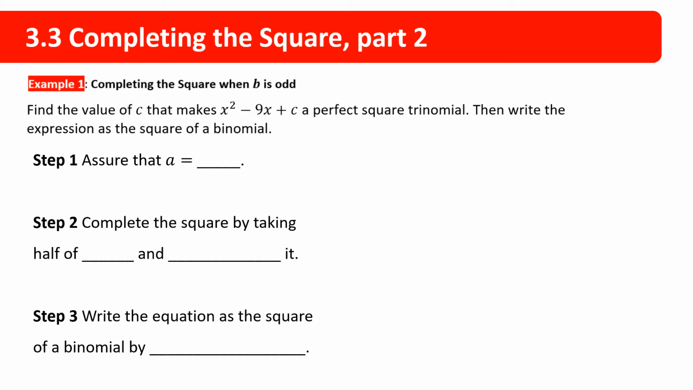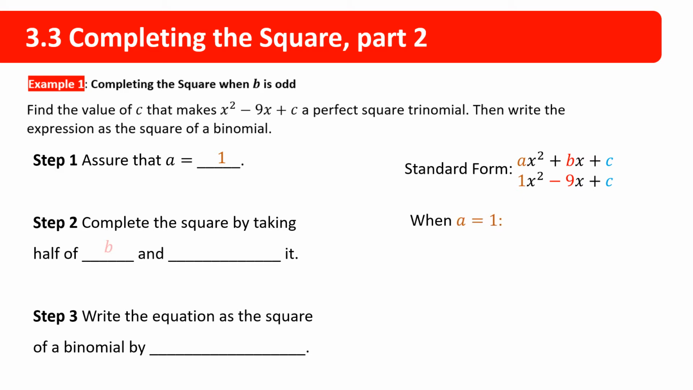Can we find the value of c that's going to make x squared minus 9x plus c a perfect square trinomial, and can we write it as an expression of the square of a binomial? So again, when we take a look at the standard form, we realize that we have an a value of 1, a b of negative 9, and we're looking to find c. We want to assure that a equals 1, and it does, so we're in good shape to proceed with finding c the way we have in the past.